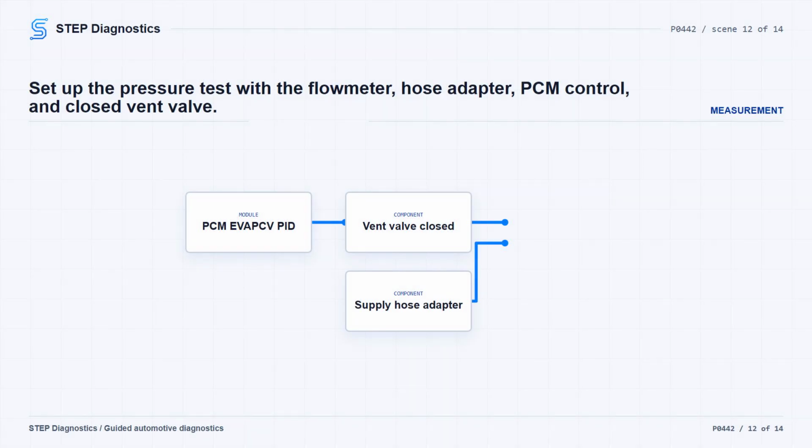For verification, carry out the Phase 1 leak verification pressure test. Calibrate the flow meter using the 0.20 standard. Connect the supply hose to the vehicle through the hose adapter and set the leak detector to the 0.20 standard. Turn the ignition on, access the PCM, and control the EVAP PID. Close the EVAP canister vent valve by commanding the EVAP PID on at 100% duty cycle.